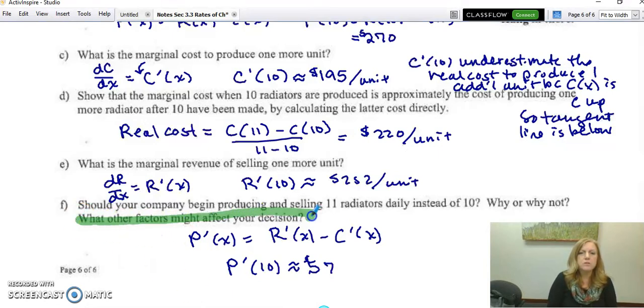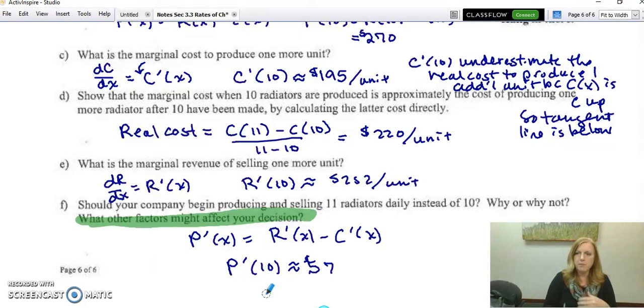Maybe the reason that I'm producing 10 radiators right now is because my labor force can only produce 10 radiators. And if I want to increase my output, maybe I need to hire an additional staff member to allow that to happen. And then the cost of hiring that additional staff member may change this idea of this marginal profit. This marginal profit is given this idea that I don't have to change anything else. I might also have to have new equipment. I may have to have new capital, like where I need another machine that's going to help out. So I may need to renovate my factory in order for that to happen. I would have that additional cost.